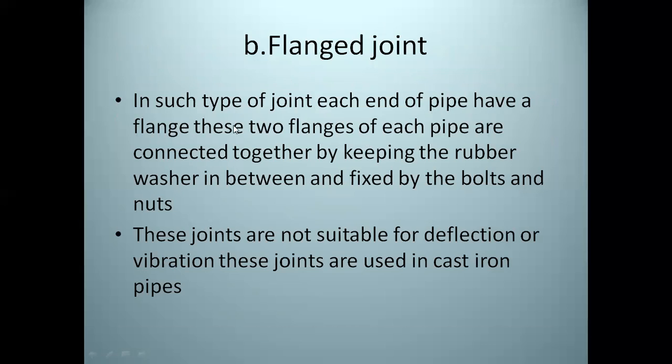Again, in such a joint, each pipe has a flange, and these two flanges of the pipes are connected together with a rubber washer kept between them, and then fixed by nuts and bolts. These joints are not suitable for deflection or vibration. These joints are used in cast iron pipes. Where vibration of water occurs, these joints are not suitable.